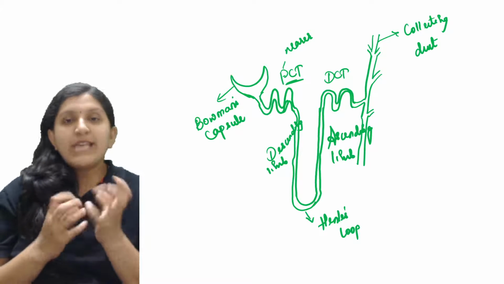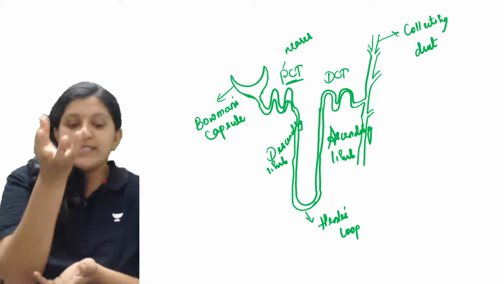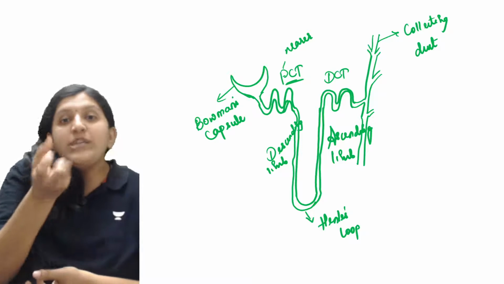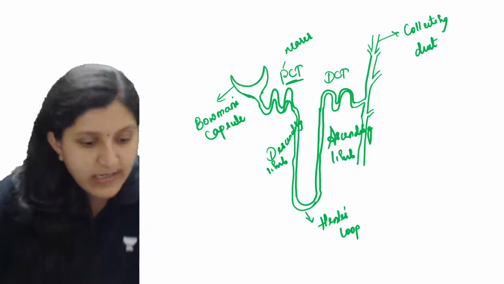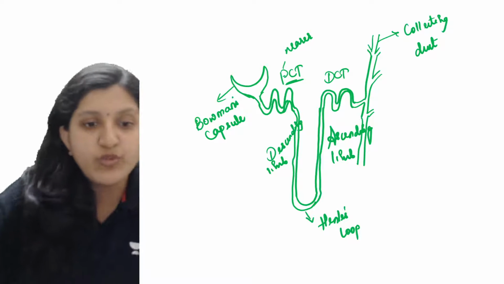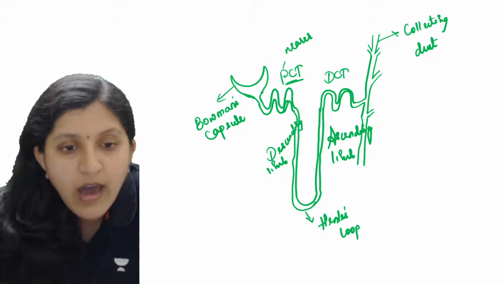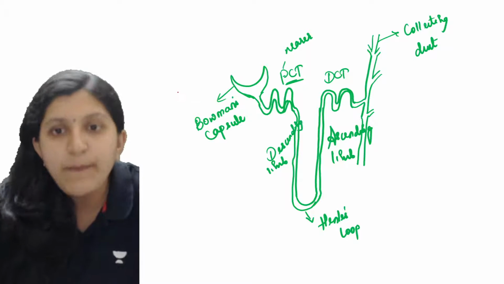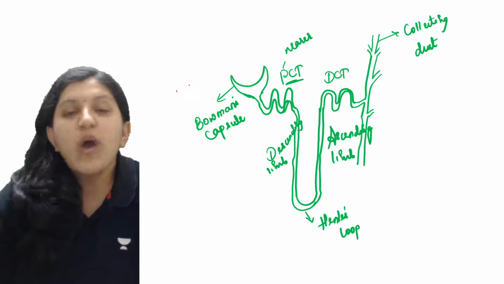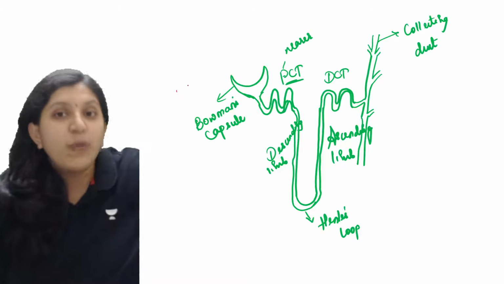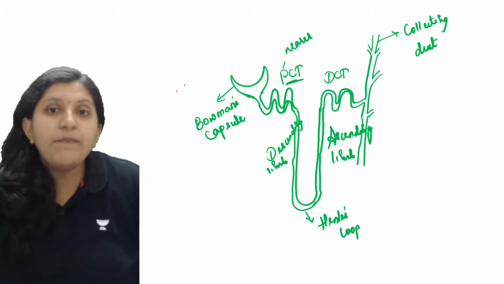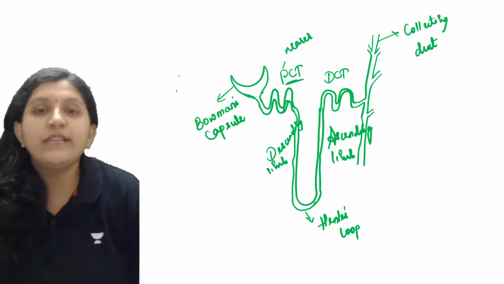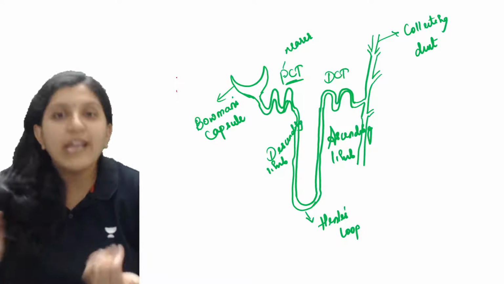So at the Bowman's capsule, the filtrate is going to be received. So this is just a cup-like structure which is going to receive that filtrate. Alright, and that's the reason here we have to show the arteriole or the blood supply. Okay, so how exactly does that happen? From the dorsal aorta, the aorta which is coming to the back side. Since each of these kidneys is located on either side of the backbone.